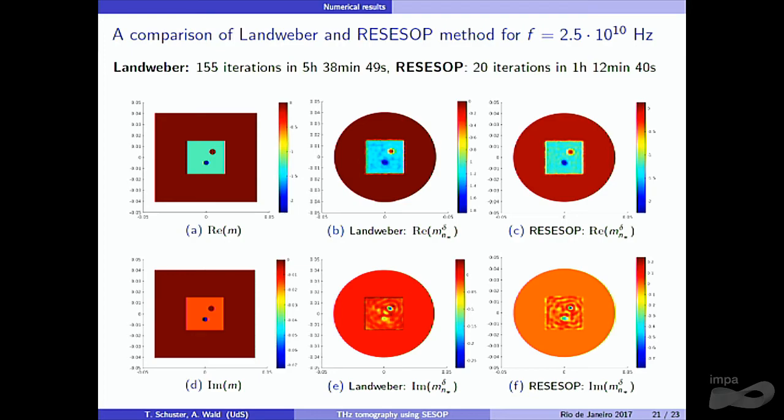But maybe it is also very interesting to compare RESESOP with Landweber's method. And here you see the exact solution. You see here the results with Landweber, and here the results with RESESOP. And in both cases, RESESOP delivers better reconstructions and even a quicker reconstruction with respect to computing time. So for Landweber, we needed 155 iterations for the discrepancy principle to be satisfied, and more than 5.5 hours. And for RESESOP, just 20 iterations and only 1 hour.